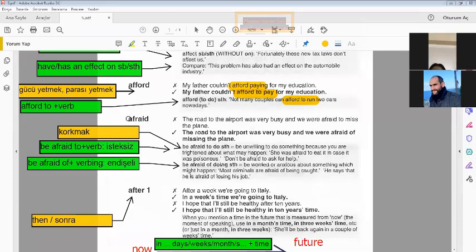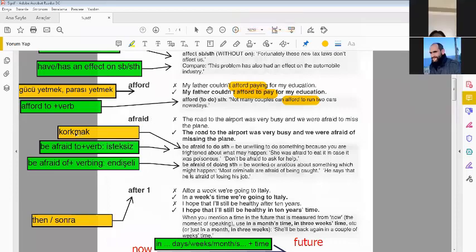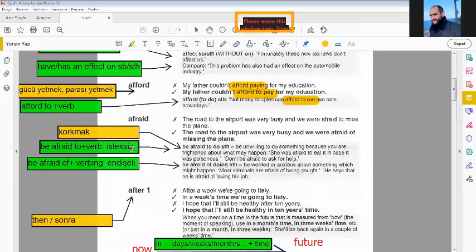Okay. So what is the meaning of afraid? As you see here in Turkish, korkmak. We have two forms for using afraid. Be afraid to verb. What's that? İsteksiz. Whenever you don't want something, you say afraid. I'm afraid. The other one, be afraid of plus verb in ing form, endişeli. Whenever you are worried.